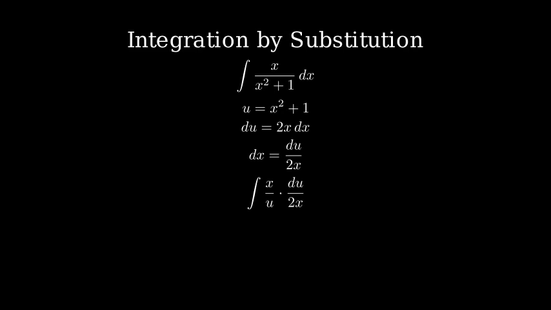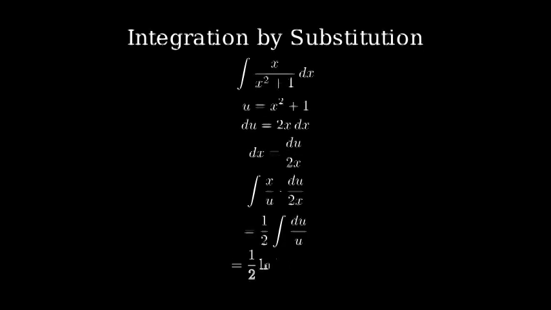Look what happens. The x's cancel out in the numerator and denominator. Our integral simplifies to 1/2 times the integral of du over u. This is a basic integral that we know. The integral of 1 over u du is the natural logarithm of the absolute value of u plus c.